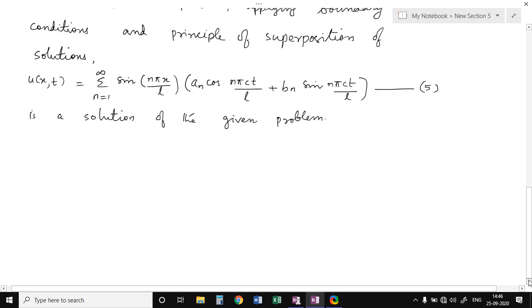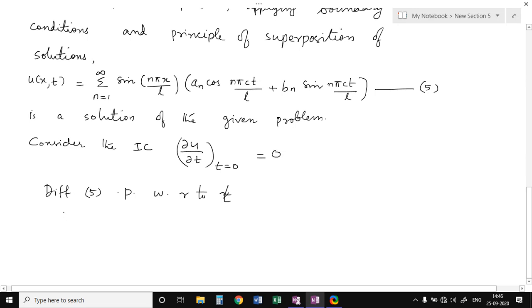Now consider the initial condition ∂u/∂t at t equal to 0 is equal to 0. For applying this one we have to find ∂u/∂t. For that, differentiate the fifth equation partially with respect to t.